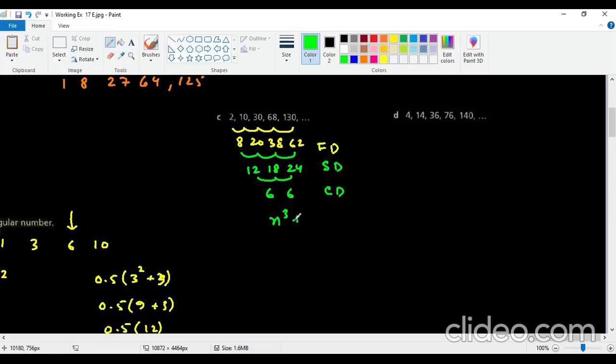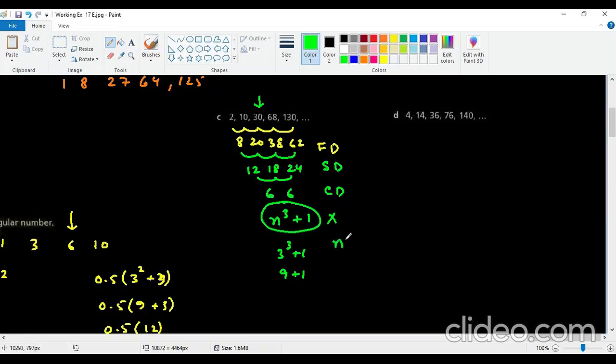By adding 1. Okay, let's try and see if this is the right method of finding out 30 as the third term. That means 3 cube plus 1, which is giving you 9 plus 1. That means this term rule is not correct. Now go for the other option.